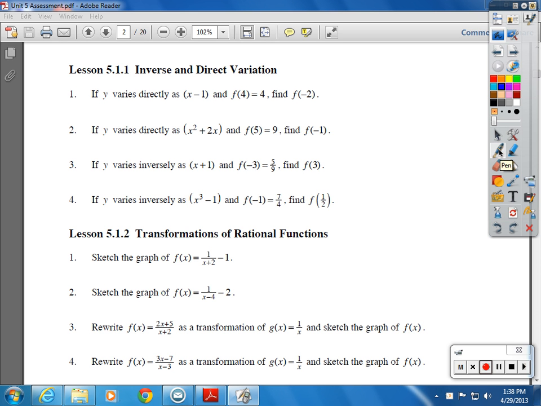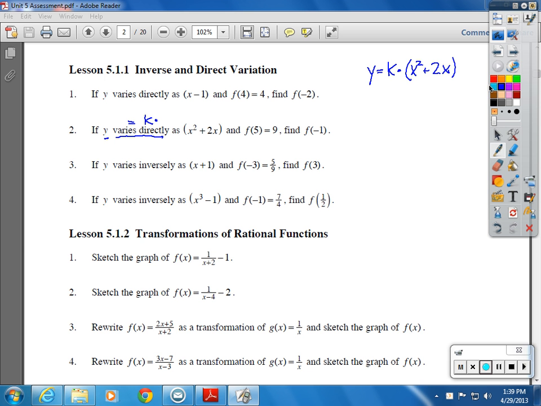So if y varies directly, remember that means equals k times. Those two words mean k times. K is your constant of variation. All right? And it varies directly with x squared plus 2x. So if we were writing that equation, it would be y equals k times x squared plus 2x. All right, that's the first step, is to write whatever that general equation is.